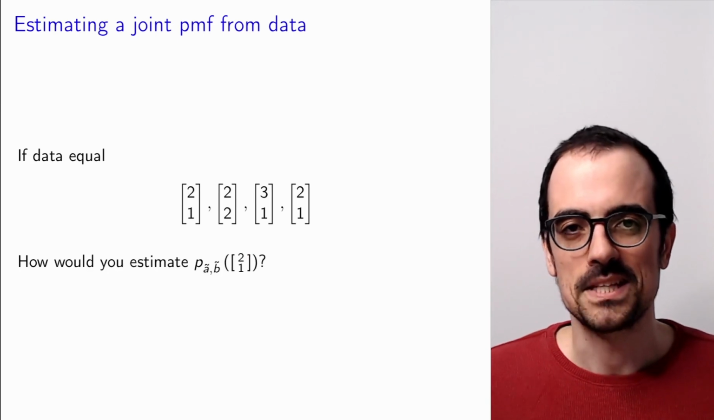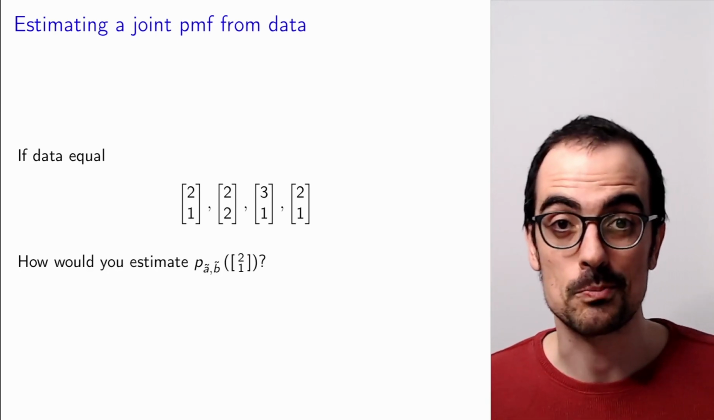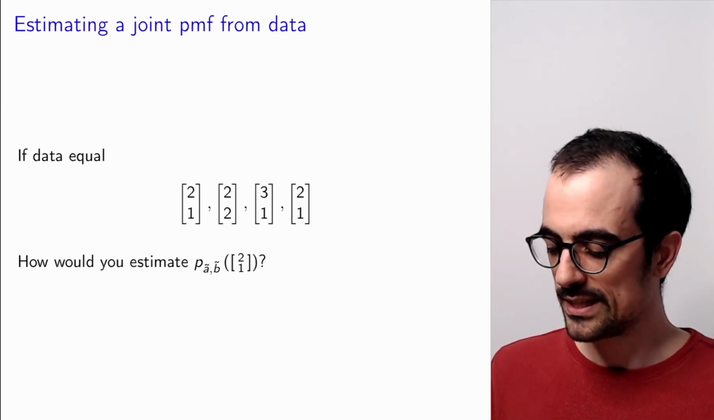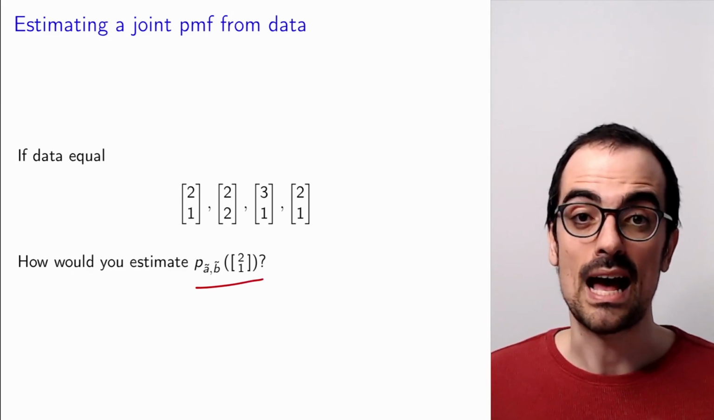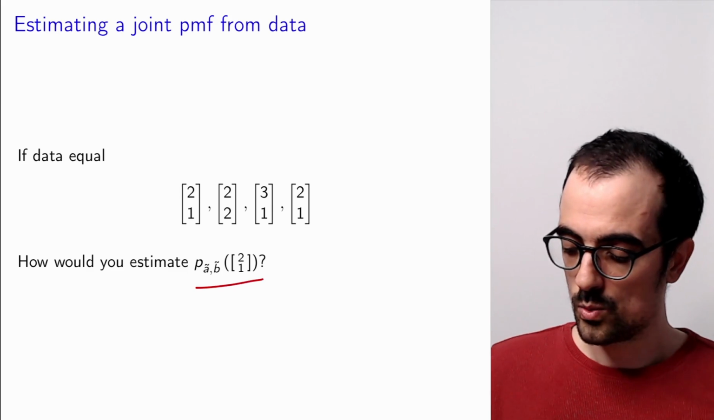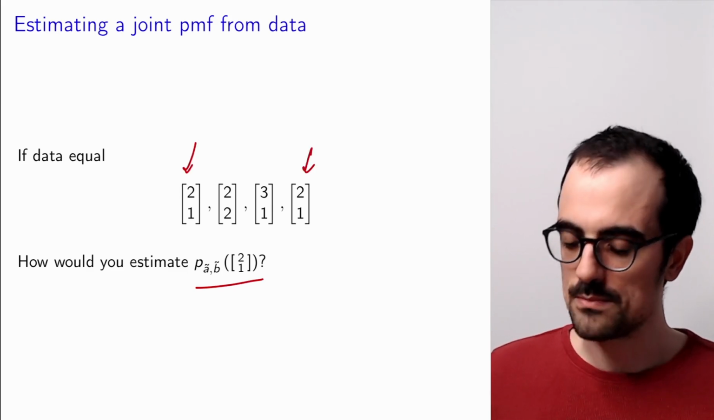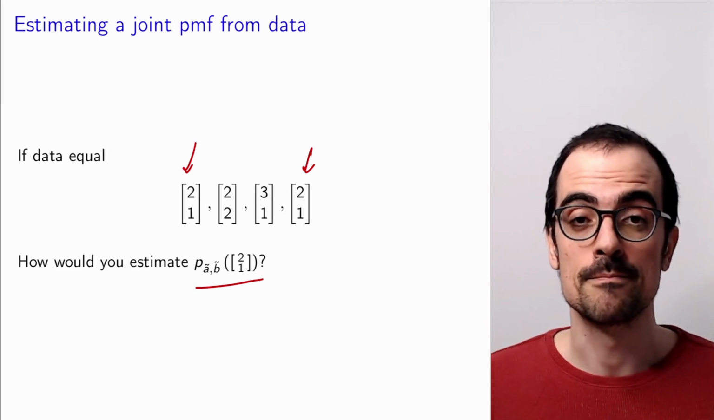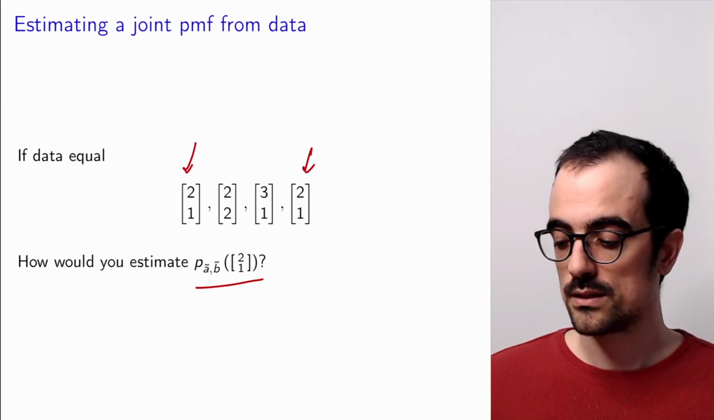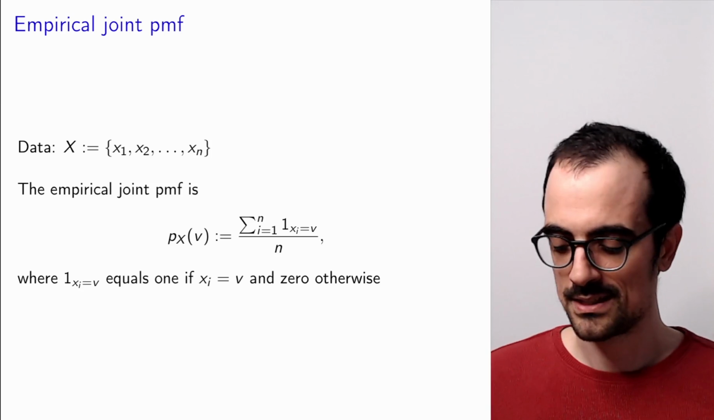Well, here it's just very natural to use empirical probabilities, because what is this? It's just the probability that A is equal to 2 and B is equal to 1 at the same time. How often do we see this? We see this 50% of the time, so it just makes sense to estimate that probability as being equal to 0.5. And it's as simple as that. That's the empirical joint PMF.